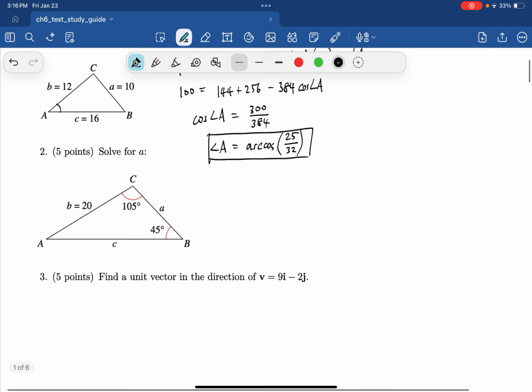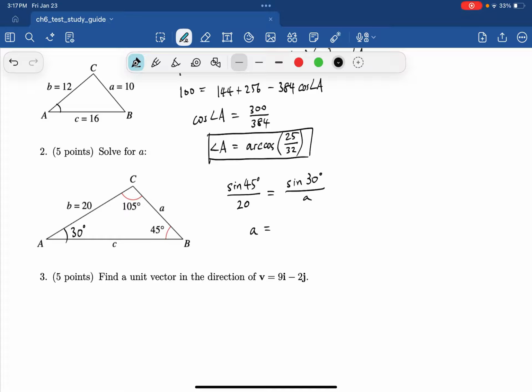Next question. Here we're going to use law of sines. So this angle is 30 degrees because all the angles have to add up to 180. And so what side length do we know? We know side B, and so that means we can use side B with law of sines. So sine 45 over B, which is 20, equals sine 30 degrees, which is sine A over little a.